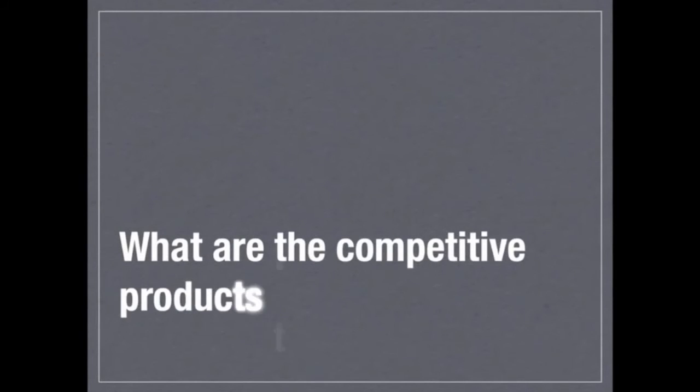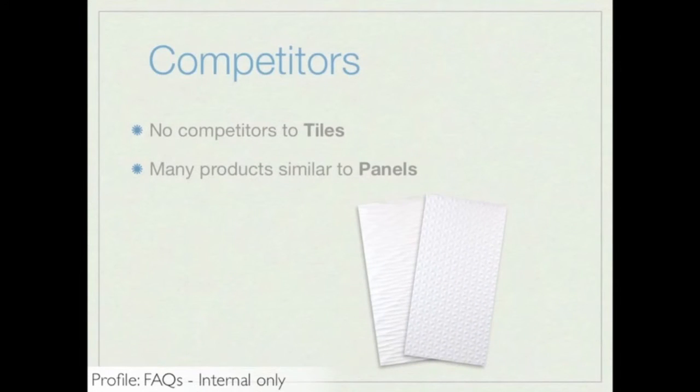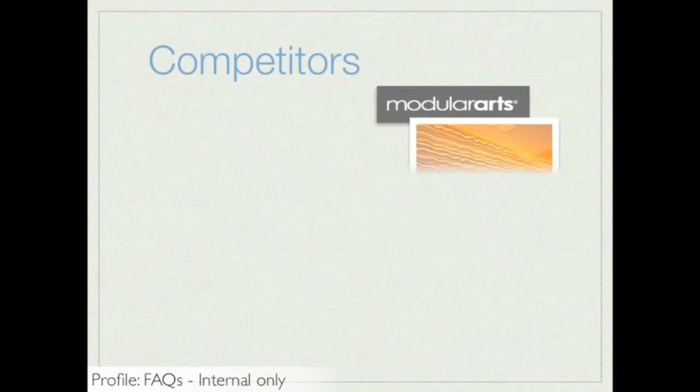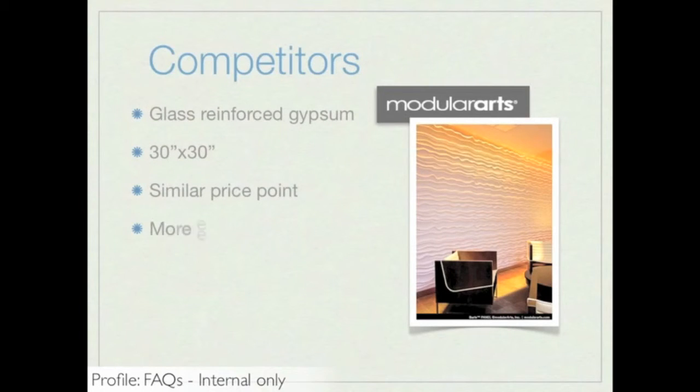What are the competitive products to profile? Well, currently there are no competitors for profile tiles, but there are many products with a similar look and feel to profile panels. Let's review some of the main ones. Modular Arts has a product that uses glass reinforced gypsum and comes in pieces that are 30 by 30 inches. Their product has a similar price point for raw materials, but becomes more expensive due to installation costs.